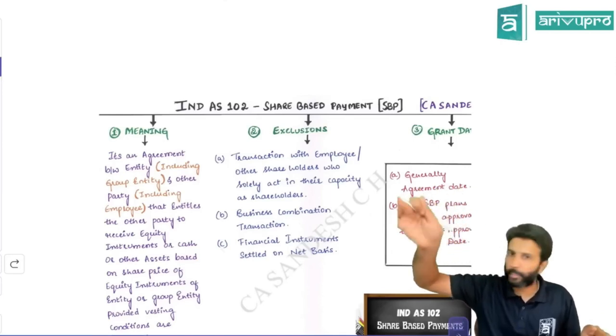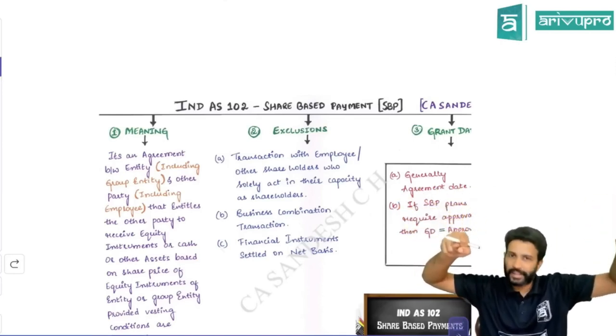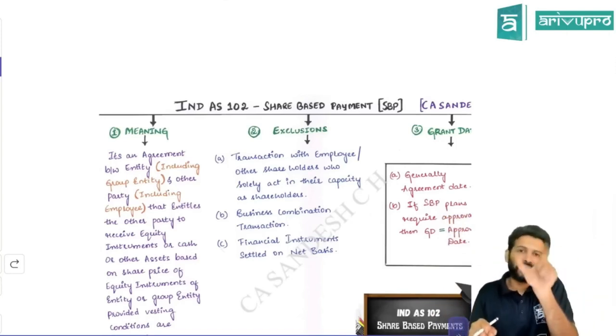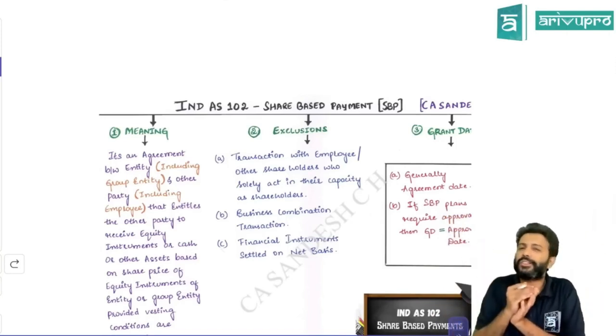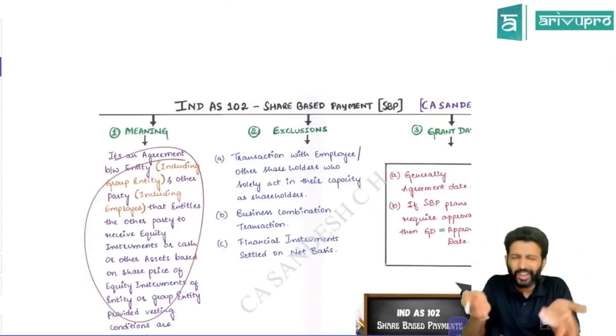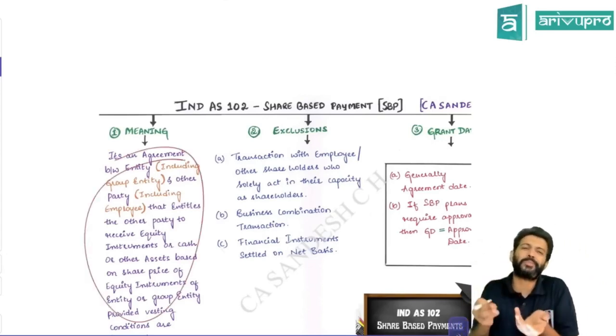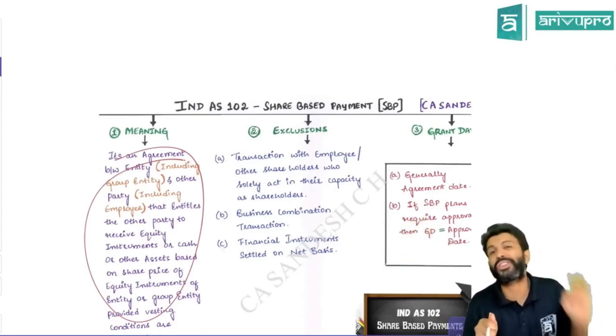This third party could be an employee also, whereby the third party has a right to receive shares of the entity, or they have a right to receive some cash based on the share price, provided certain conditions are satisfied, which we call the vesting condition. That's all a share-based payment. So if I drill it further, a share-based payment is simply a transaction whereby you're giving some shares or you're giving some cash, but based on the share price.